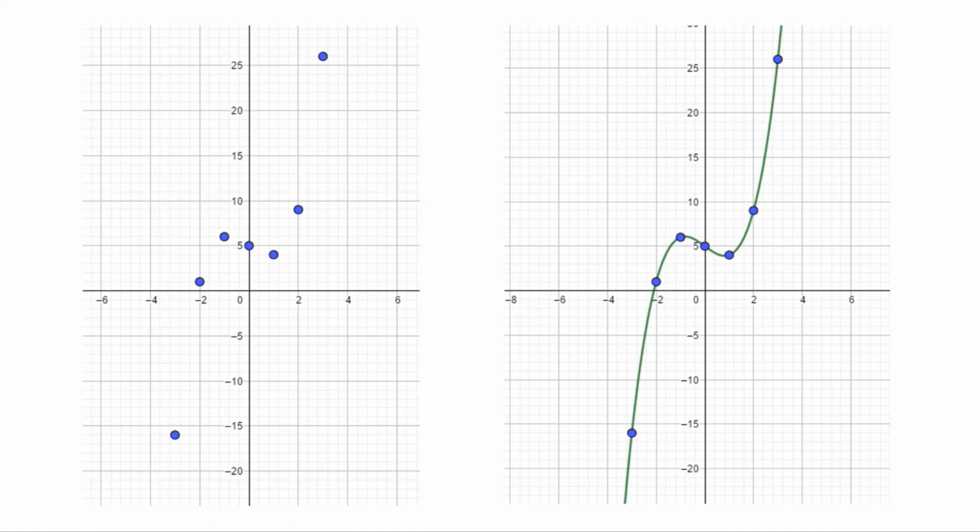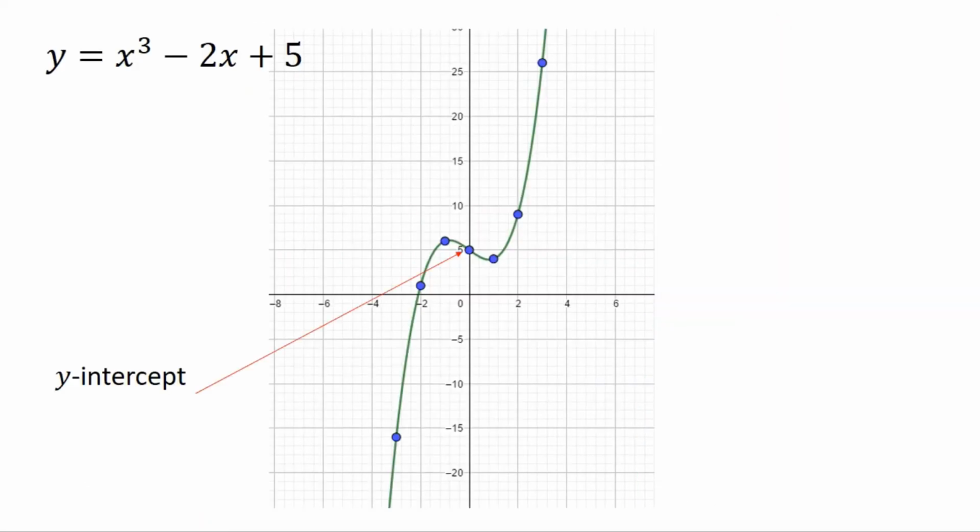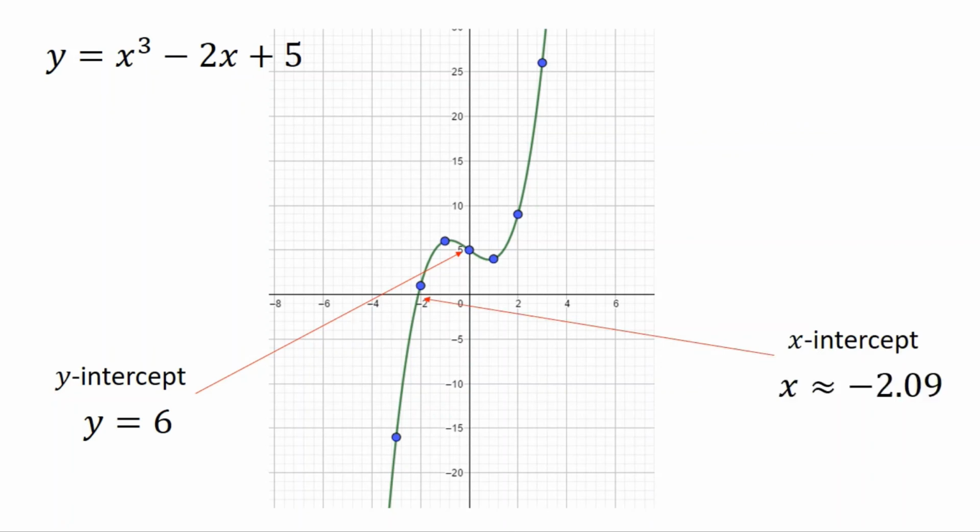And if I look at this with the line drawn in, again, we've got a very similar shape. But this time, we have one y-intercept and again, only one x-intercept. In this case, approximately negative 2.09. We only have one x-intercept over here. So even though the shape looks very similar, it's still a slightly different graph because the x-intercepts are different.